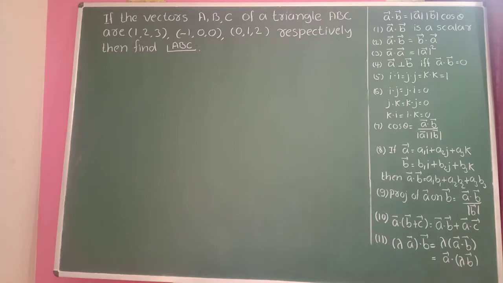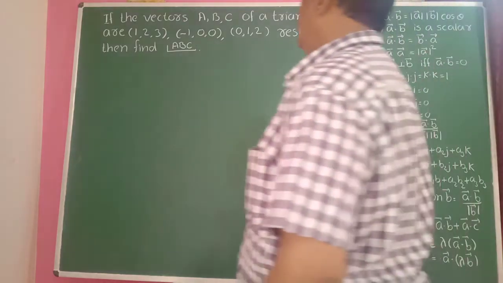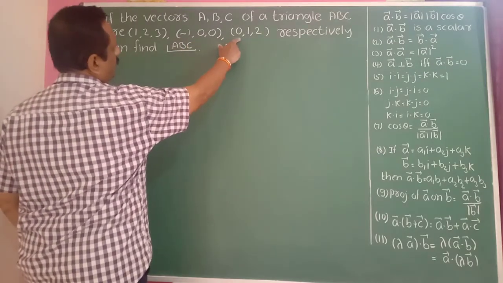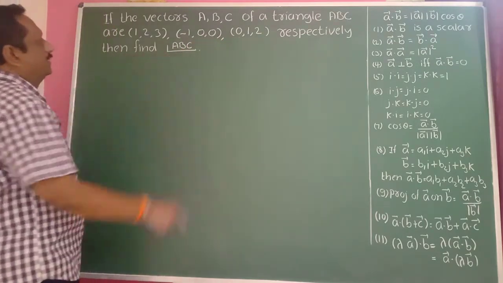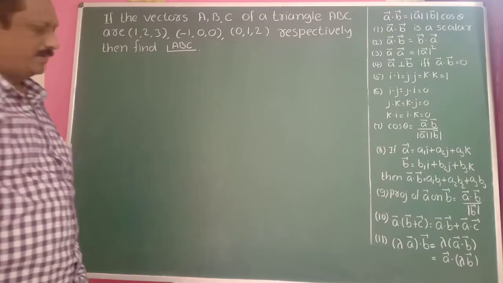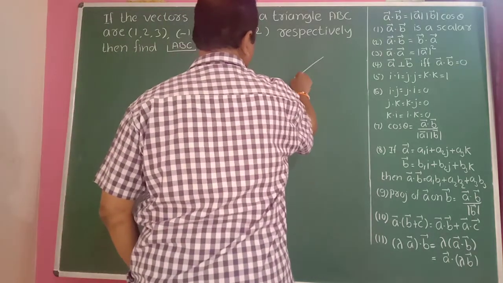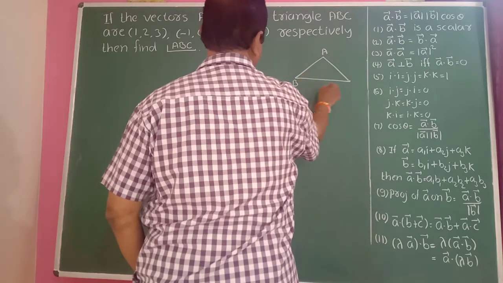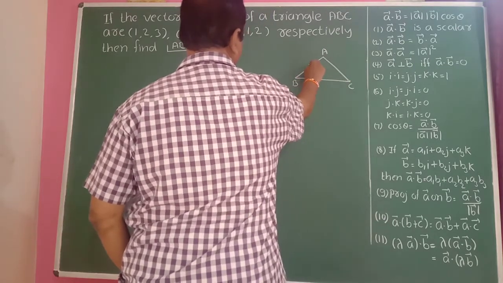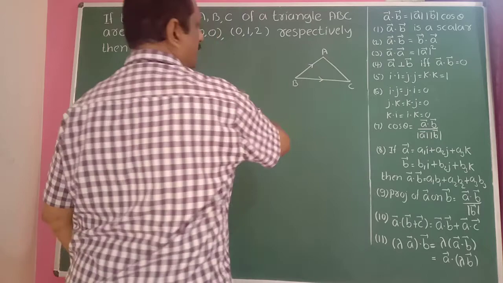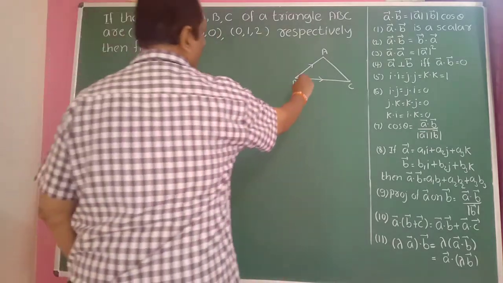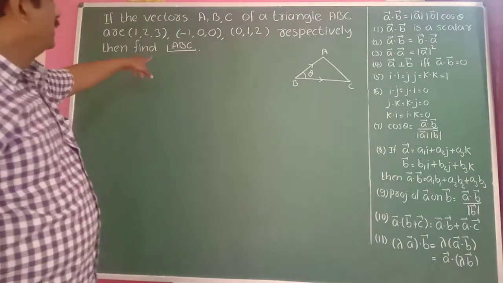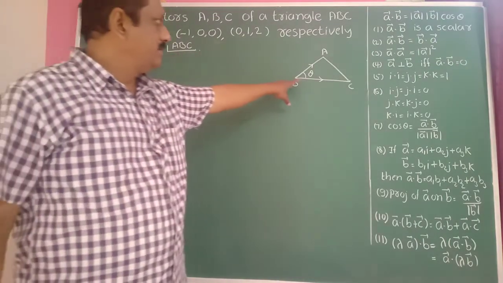If the vertices A, B, C of a triangle are (1, 2, 3), (-1, 0, 0), (0, 1, 2) respectively, then find the angle ABC. Okay, so there is a triangle. Take here A, this front is B and this is C. So just find your BA as well as the BC. Then you find the angle, this one. Take this angle as theta. Find angle ABC means you find this angle.